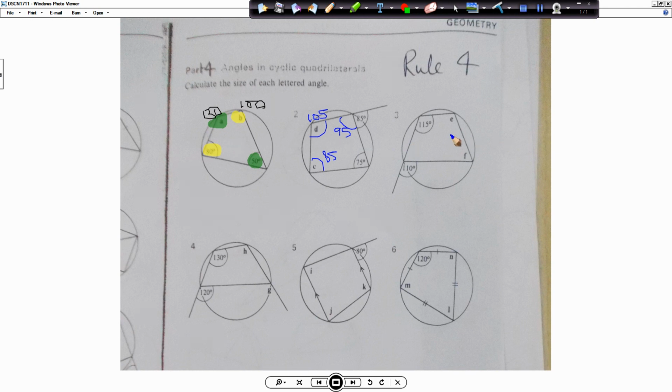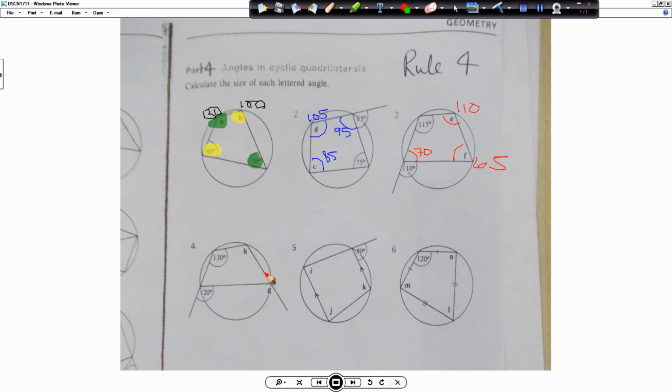So we can literally smash through this page now, literally like a tornado. So this is 110. So this will automatically be 70. If that's 70, then the opposite one will be, because opposite angles of a cyclic quadrilateral equal 180, that's 115. This one will be, what is it? 65. Done in seconds. Actual answers. Explanation might take another minute or so.